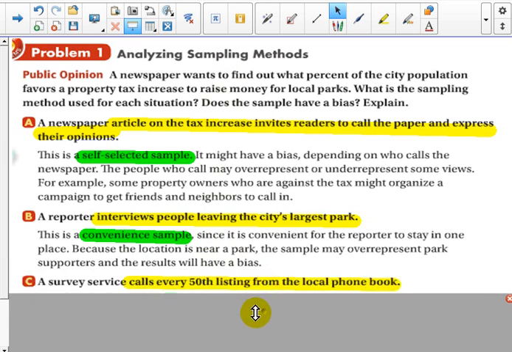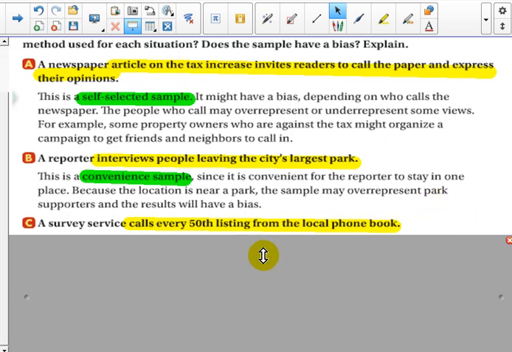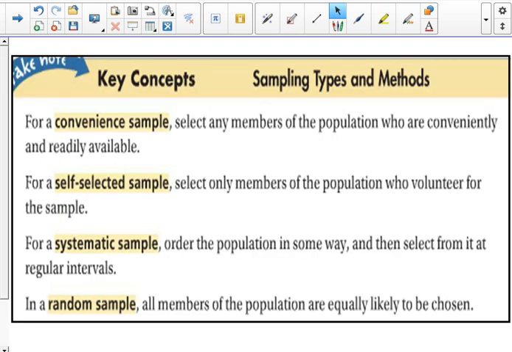C, a survey service calls every 50th listing from the local phone book. What kind of survey is this? Systematic. Very good. Order the population in some way, then select at regular intervals.